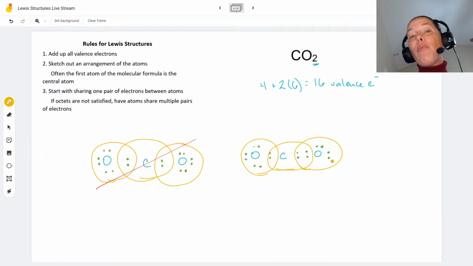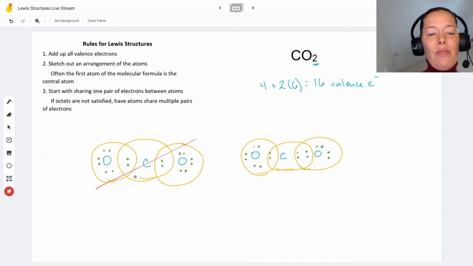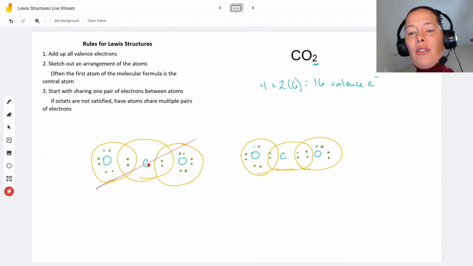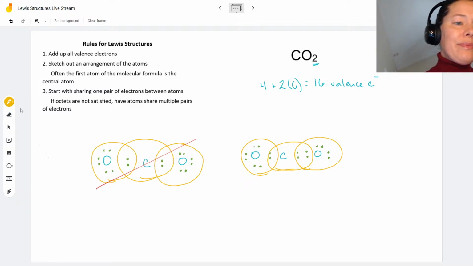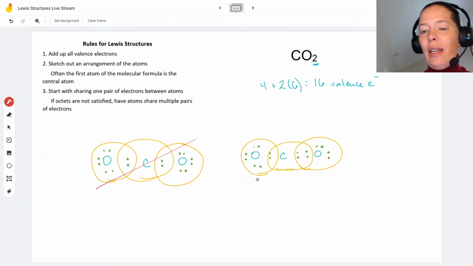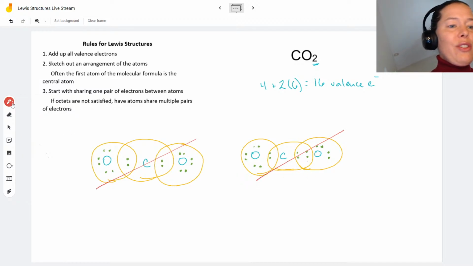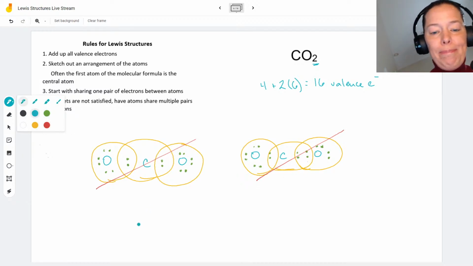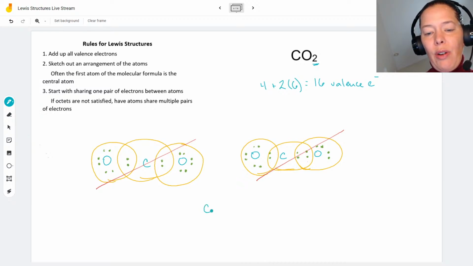So we've made an improvement. We've gone from this first structure where carbon only had 4 valence electrons to this one where carbon now has 6. So we're on the right track. We made a good correction. We're just not quite there yet. Again, that one is not a valid Lewis structure. Let's try again. So we're going to go carbon, oxygen, oxygen.